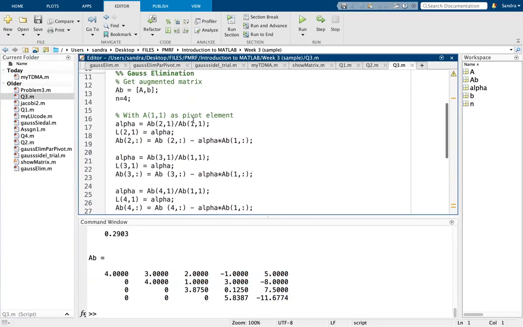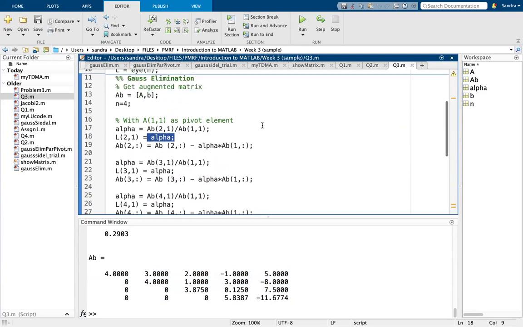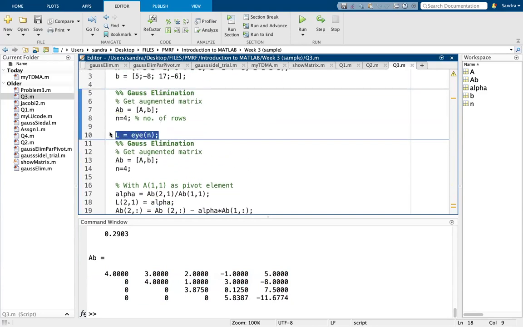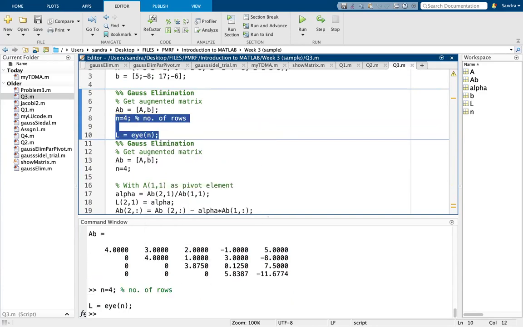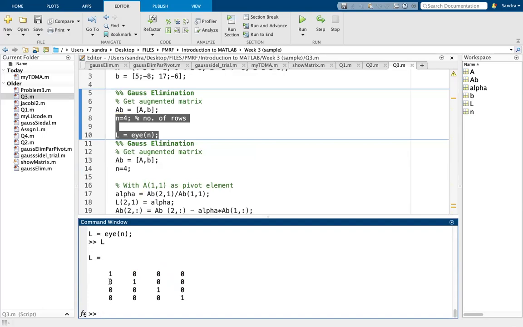Whenever you did this augmented matrix, what you have to do is the corresponding alpha value has to be saved. I'll tell you one trick. You might have a doubt where these alpha values have to go in the corresponding entries of L. So first you have to make an L matrix, an identity matrix. So first your L matrix looks like this. Diagonal entries are 1. Now we need to fill in these entries.